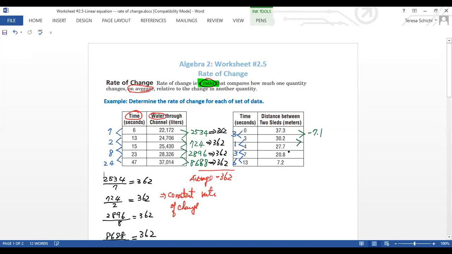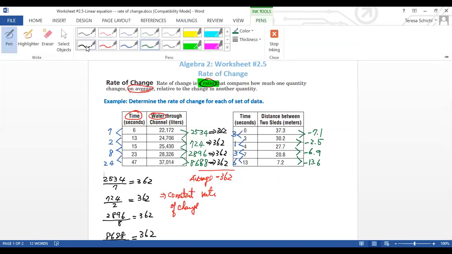Now from 30.2 it drops to 27.7. So how much is the drop? It's a negative 2.5. And from 27.7 it dropped to 20.8. So how much is the drop? Negative 6.9. Then from 20.8 it drops to 7.2. How much is the drop? Negative 13.6. Okay, and after that, we need to find the rate of the changes here, right?